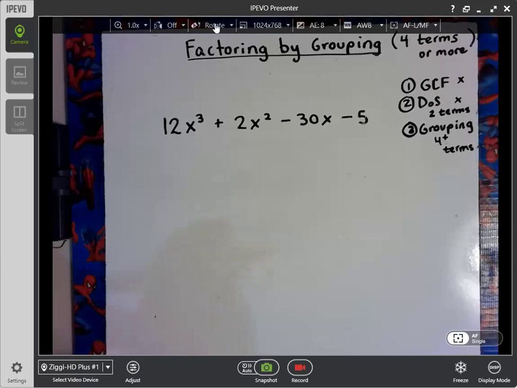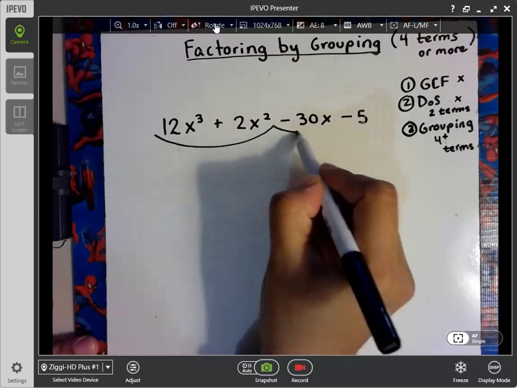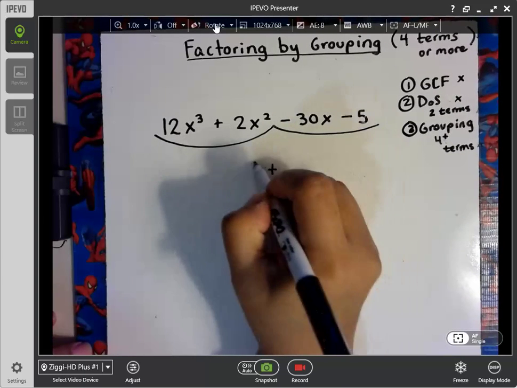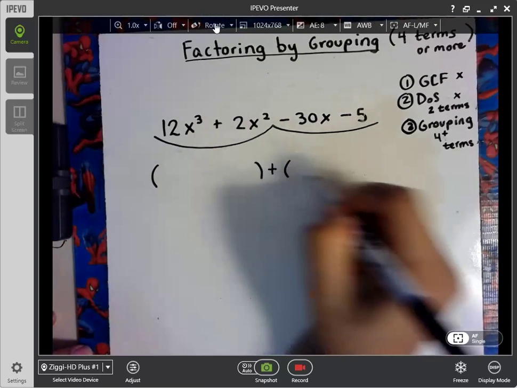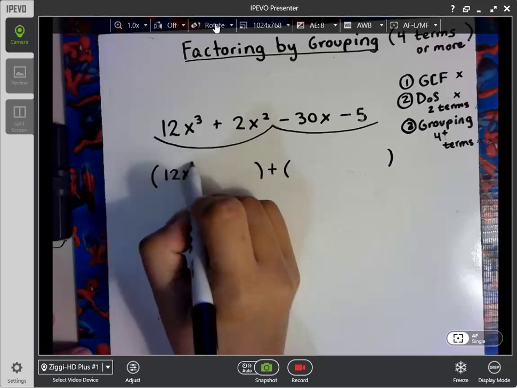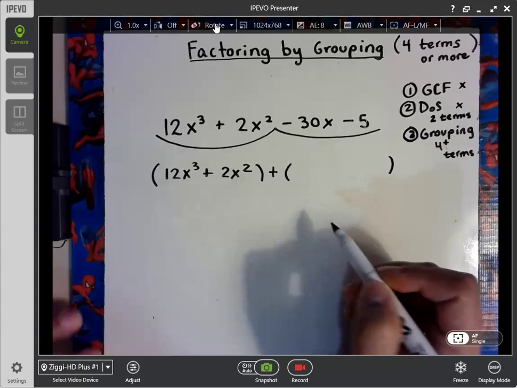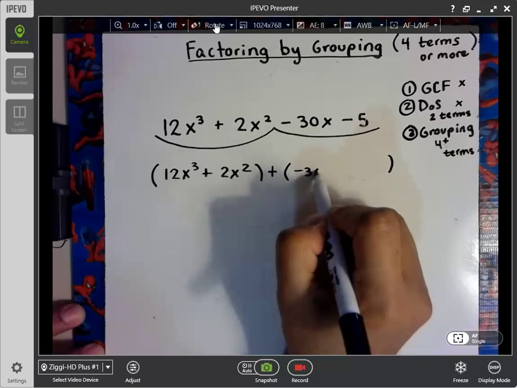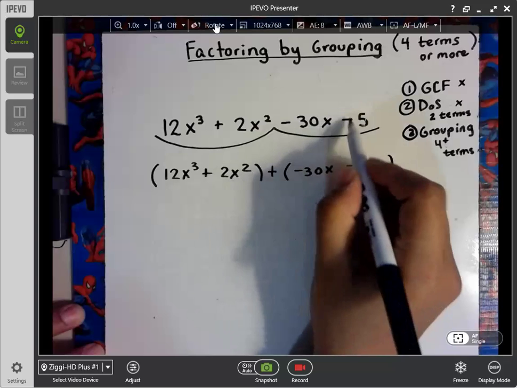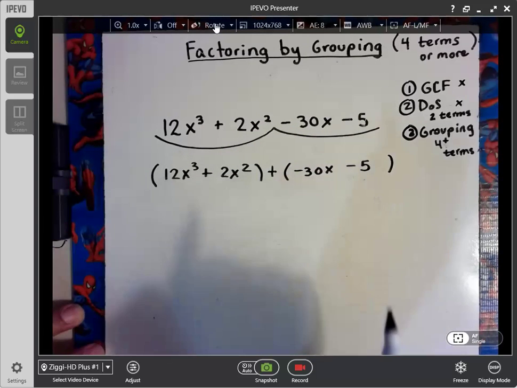Grouping works like this. You're going to split the problem into 2 terms. Literally like this, and we're going to put a plus sign between them. So these 2 terms are going to go here, and these 2 terms are going to go here. Notice how I brought down the signs with them. Okay, I didn't really change it. I just kind of added this plus sign in the middle.